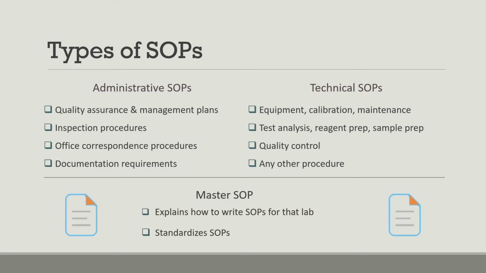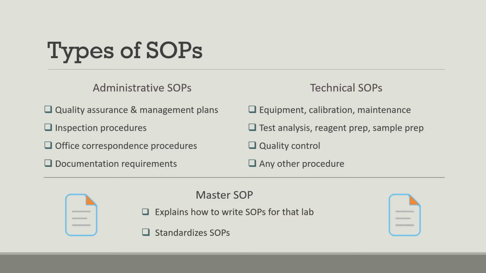You can categorize SOPs really into kind of 3 groups. So you've got administrative, technical, and your master SOP. Now your administrative SOPs can include procedures for quality assurance or management, maybe strategic plans, inspection or auditing procedures, office correspondence procedures, so maybe how you communicate or correspond with providers or nurses in your facility. It could also include things like documentation requirements. Now your technical SOPs include procedures like equipment upkeep, calibration, routine maintenance, test analysis, reagent or sample prep, quality control procedures, and pretty much any other procedure performed in the lab. And that can include things like collecting patient specimen, cleaning your laboratory draw room, disinfecting your bench after certain work procedures are performed, and so on.